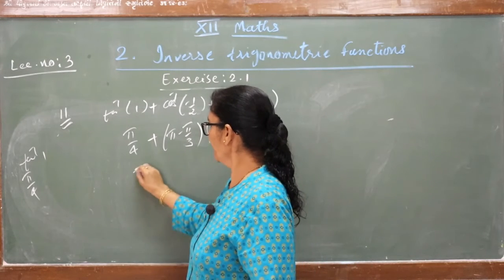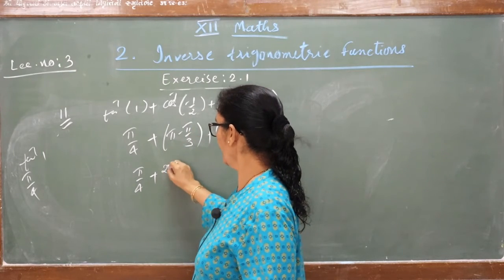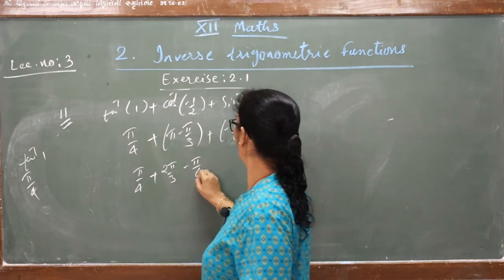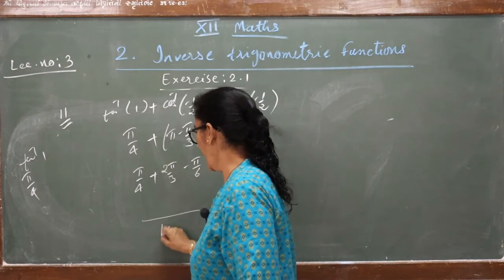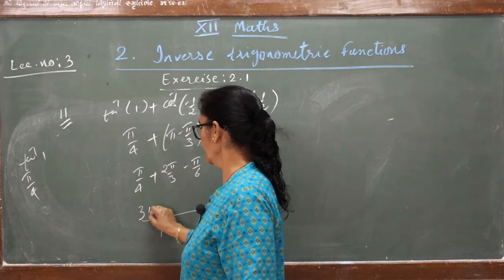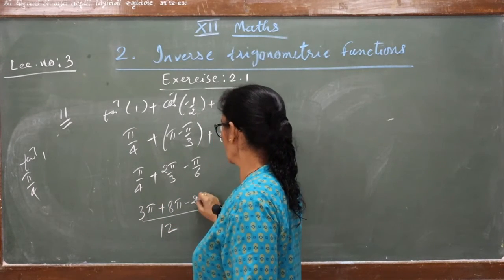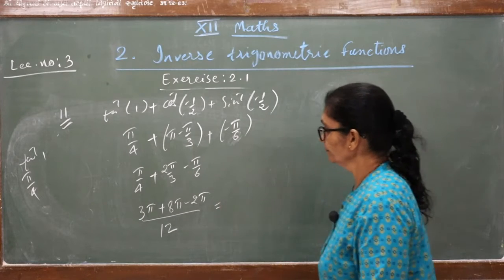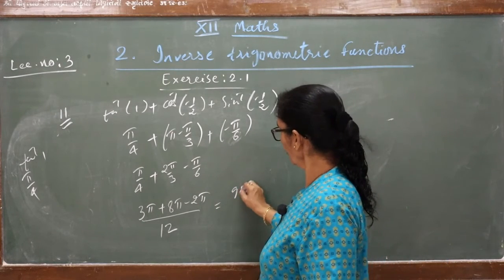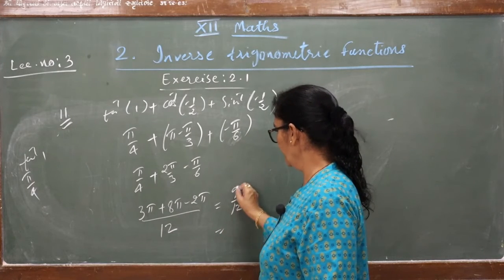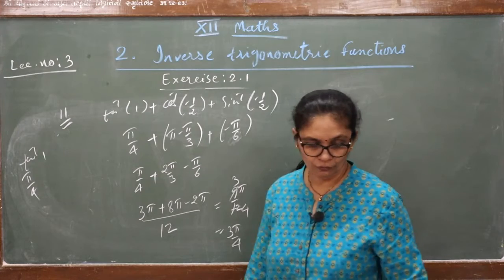Okay, now let's simplify it. Pi by 4 plus, 3 ones are 3 minus 1, means 2 pi by 3, minus pi by 6. Let's take the LCM. What is the LCM of it? 12. 4 3s are 12. 3 4s are 12, 4 2s are 8, and this is 2. So what you will get? 3 and 8 is 11, subtracting 2 from it, 9 pi by 12. Let's simplify it. 3 3s are 9 and 3 4s are 12. So your answer is 3 pi by 4.